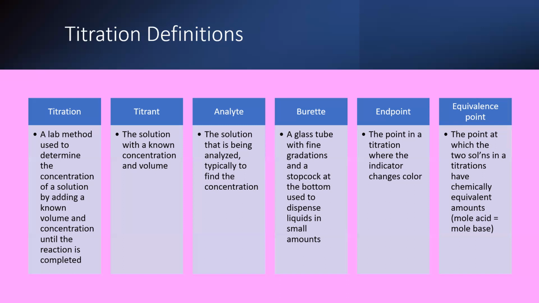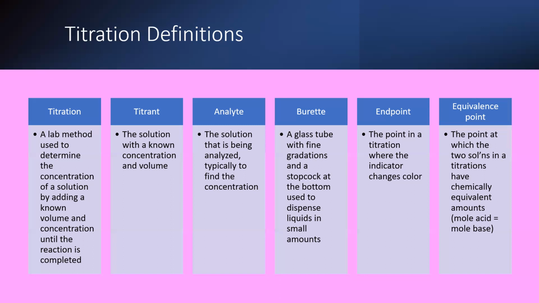The difference here is the titrant is usually in the burette, and the analyte is usually in the flask. The burette is a glass tube with fine graduations, and a stopcock at the bottom to dispense liquids in small amounts. Now, there's a big difference in a titration between the end point and the equivalence point.